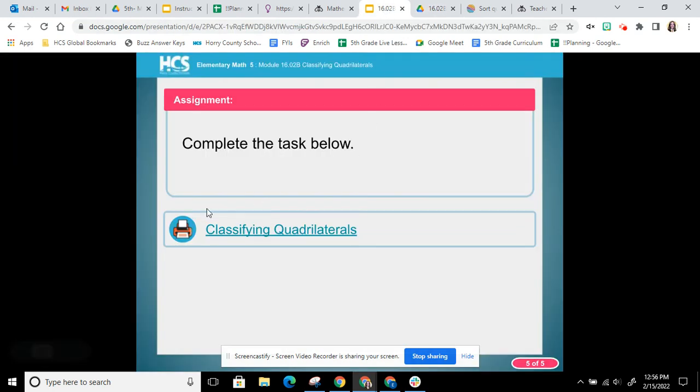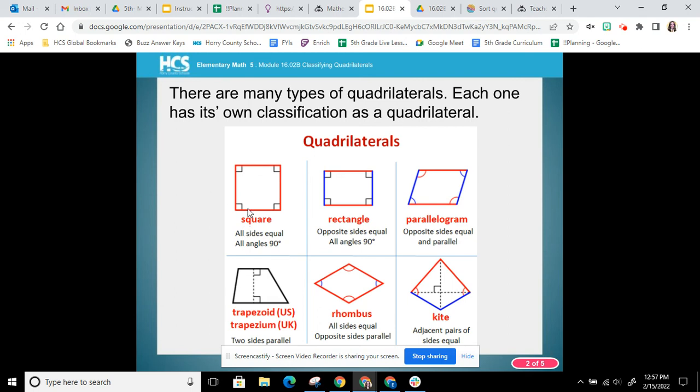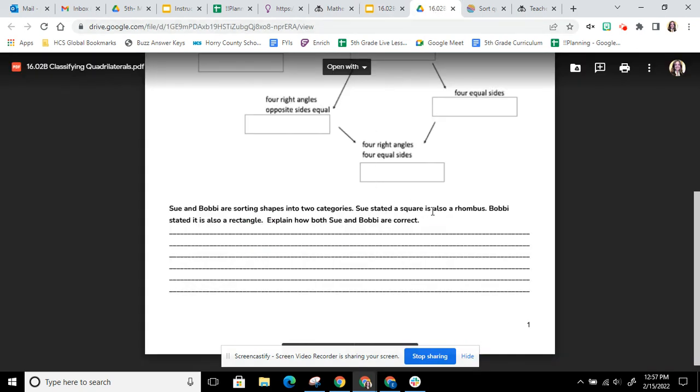If we go back to that lesson, we can look at why a square is also a rectangle and a rhombus. That's what that question was. How is a square also a rhombus, and how is it also a rectangle? So make sure you use the lesson for that last question, using the characteristics that are described for a square, a rhombus, and a rectangle in that lesson.